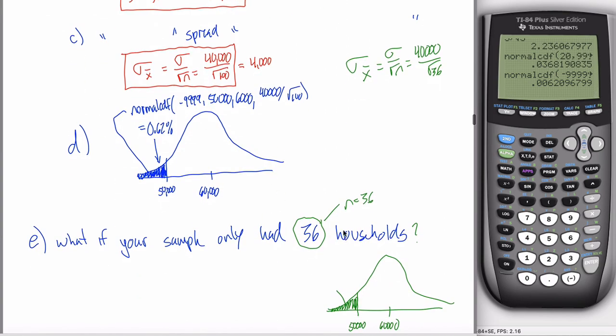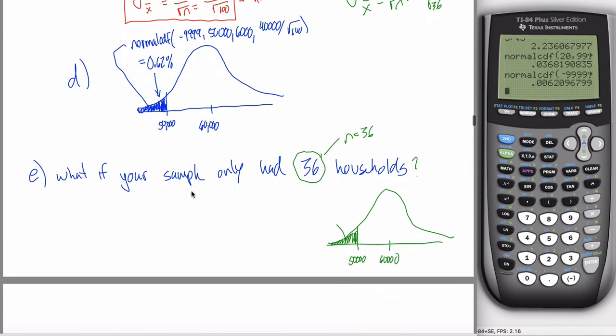Why? Because sample averages, if there's 36 households in the sample, are going to be more spread out than if there's 100 households in the sample. Think about the boxes dropping from the sky in that applet that we looked at a couple of videos ago. At any rate, if your sample only had 36 households, not much would change.